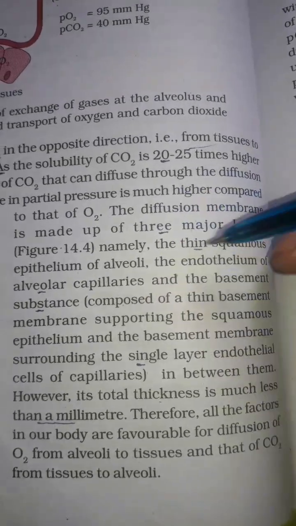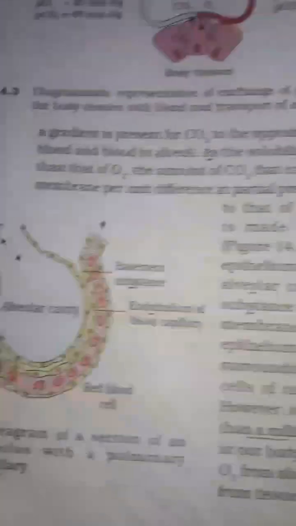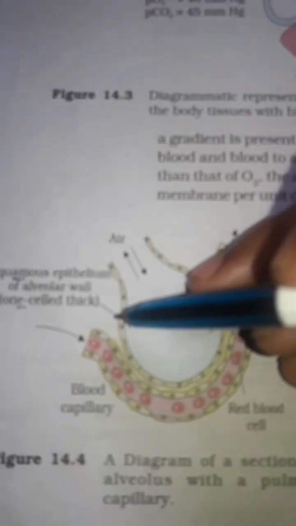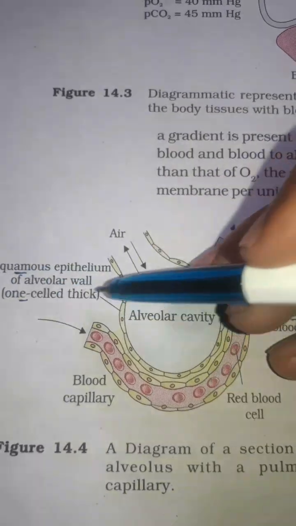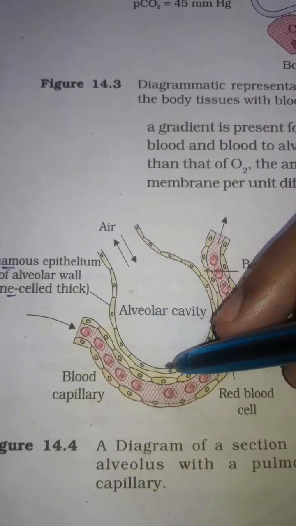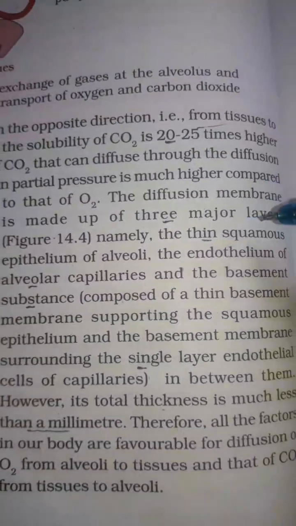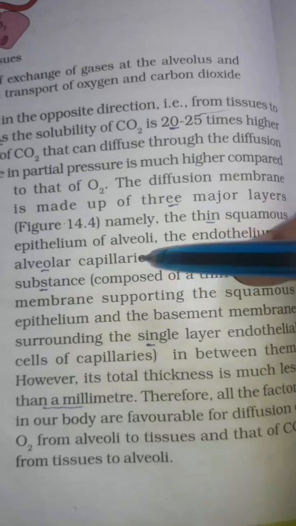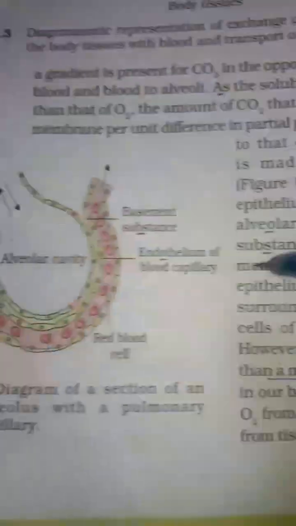The first one is the thin squamous epithelium of alveoli. Talking about this squamous epithelium of the alveolar layer, this one is one cell thick. That is the thin squamous epithelium of alveoli. The endothelium of alveolar blood capillaries is the second layer.